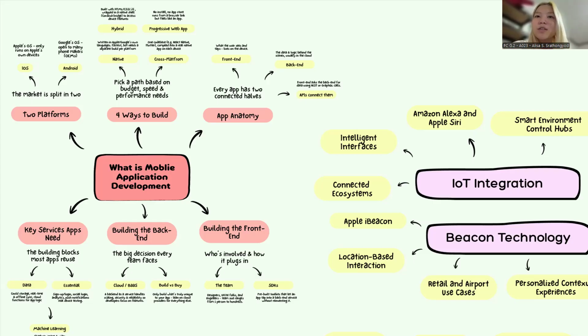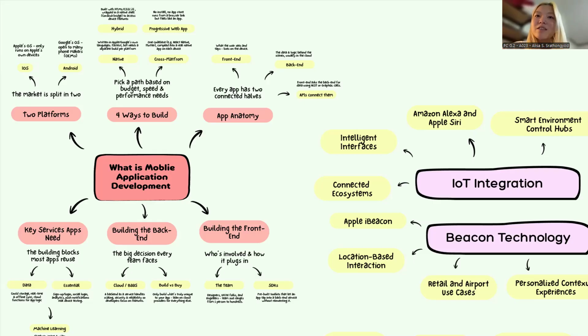For the progressive web app, PWA, this is a website that works like an app. Users don't need to download it from the App Store. So every app has two main parts. The front end is what users see and interact with. The back end works behind the scenes by storing data and handling the app's functions. They communicate through APIs, which allow them to exchange information.